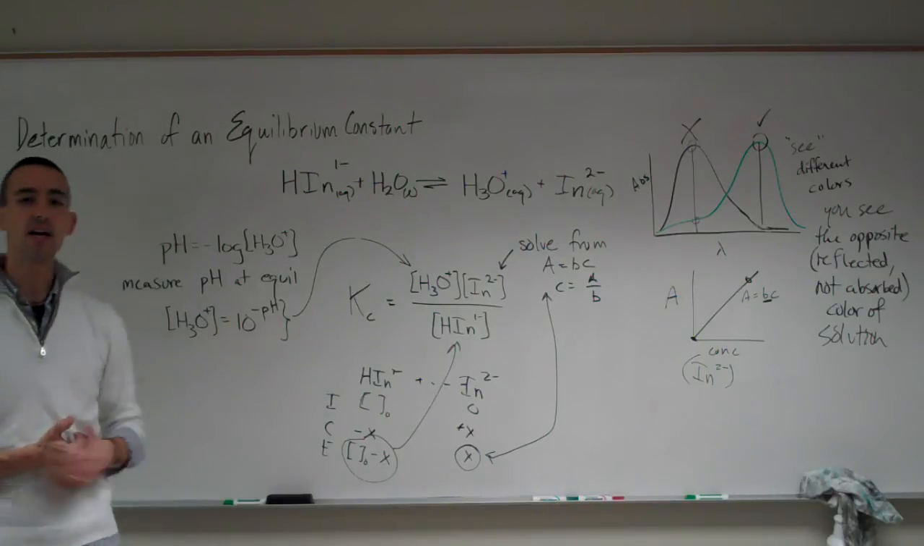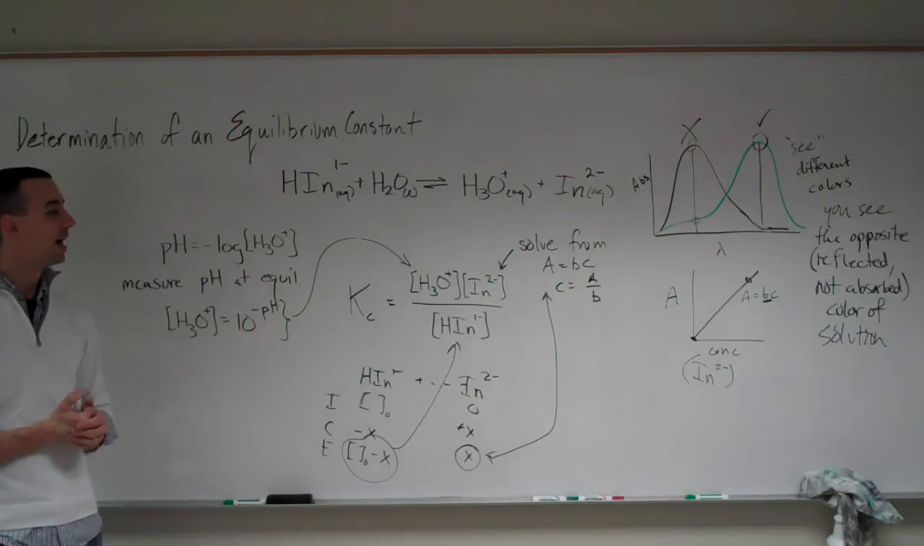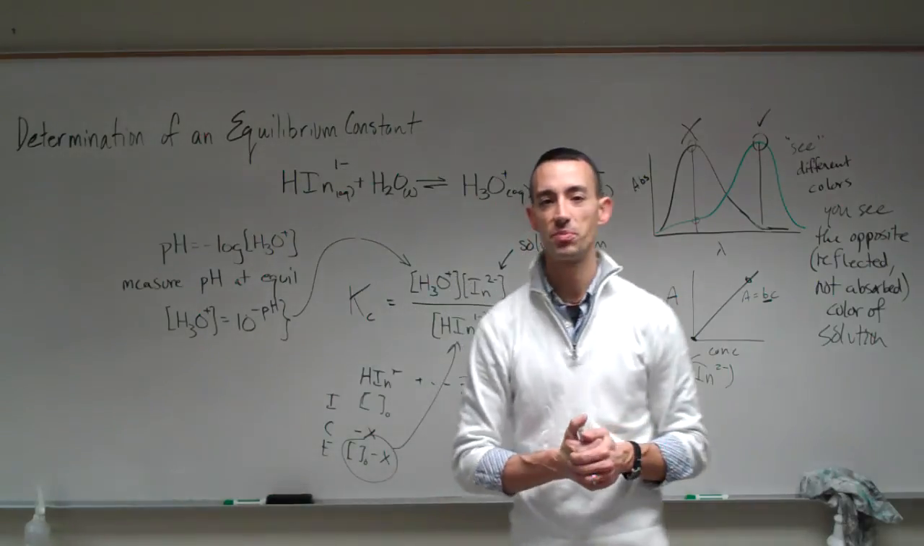Okay. With any luck, you'll arrive at a nice consistent set of 3 values for your equilibrium constant, and you'll have a good time studying the equilibrium constant of an acid-base indicator.